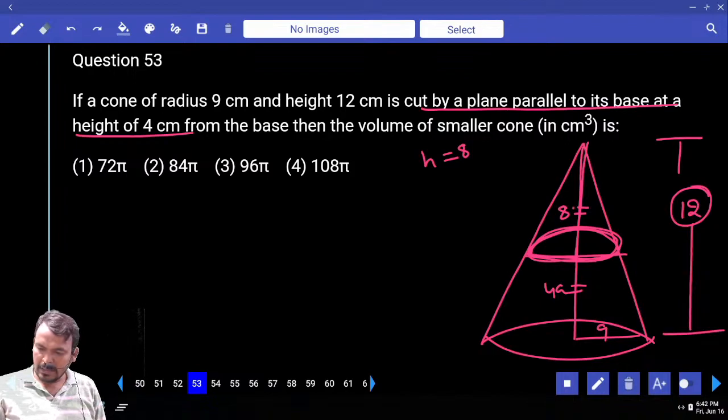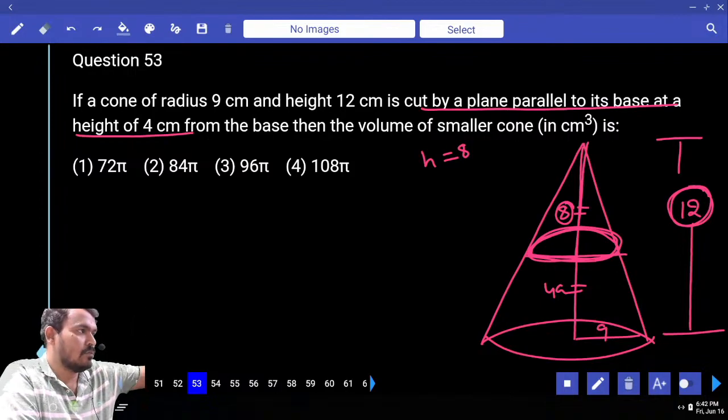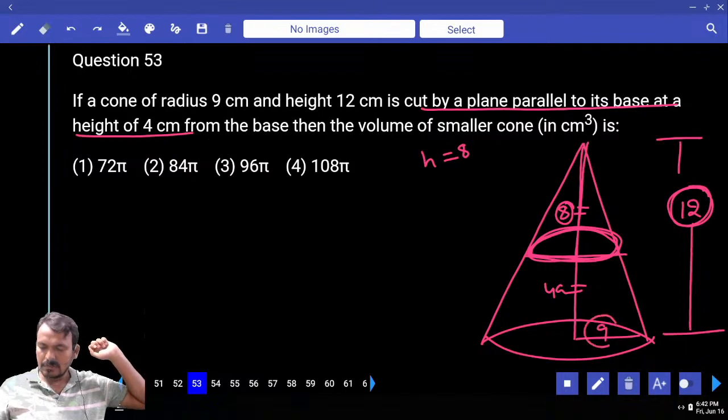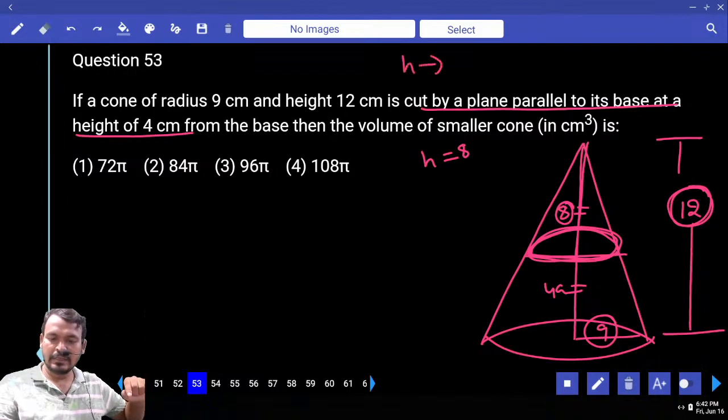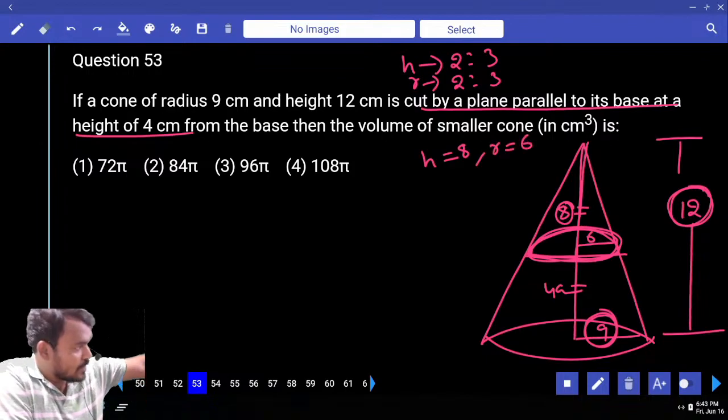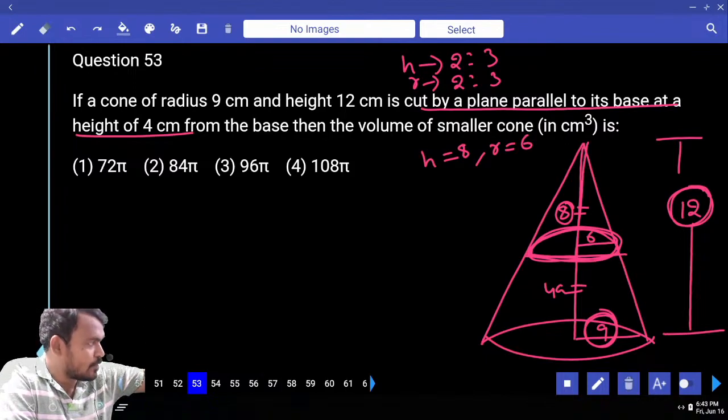And here 8 and 12 are in which ratio? 2:3. Those two heights are 2:3, means radius is also 2:3. What is the total radius? 9. Heights are in 2:3 ratio, then radius is also in 2:3 ratio. Means the larger cone radius 9, so the smaller radius 6. Radius of the upper portion is 6, and the height of the upper portion is 8.